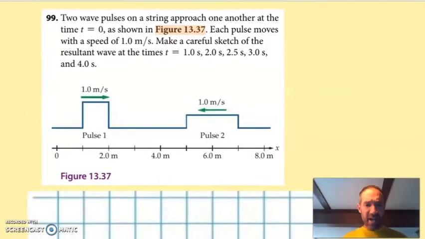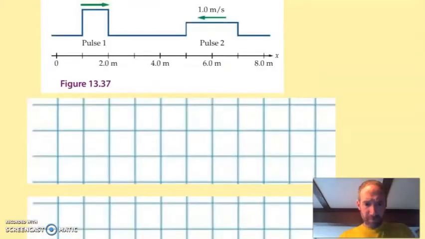On number 99, it says two wave pulses on the same string approach one another at time equals 0, as shown in the picture. Each pulse moves with a speed of 1 meter per second. Make a sketch of the resultant waves at 1, 2, 2.5, 3, and 4. Now this is similar to what we had last time, except do you see how pulse 1 is twice as tall as pulse 2, but pulse 2 is twice as long.